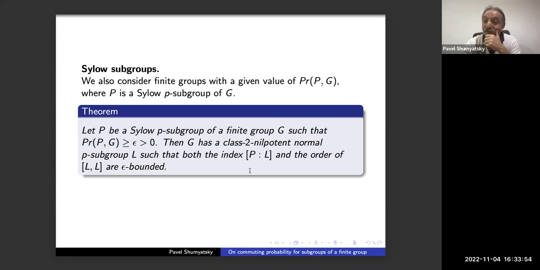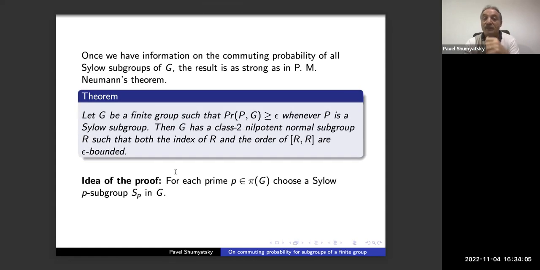Okay, and so this shows that the p-structure of a finite group is pretty much determined by the commuting probability of the Sylow subgroup. But the situation is even more interesting if we have information on the commuting probability of all Sylow subgroups in G. And actually, the result is as strong as in Peter Neumann's theorem. So the result is that if G is a finite group in which the commuting probability of every Sylow subgroup is at least epsilon, then G has a class 2 nilpotent normal subgroup R, such that both the index of R in G and the order of its derived group are bounded in terms of epsilon only. So this means that under these assumptions, the group G is bounded-by-abelian-by-bounded, exactly like it was in Peter Neumann's theorem.